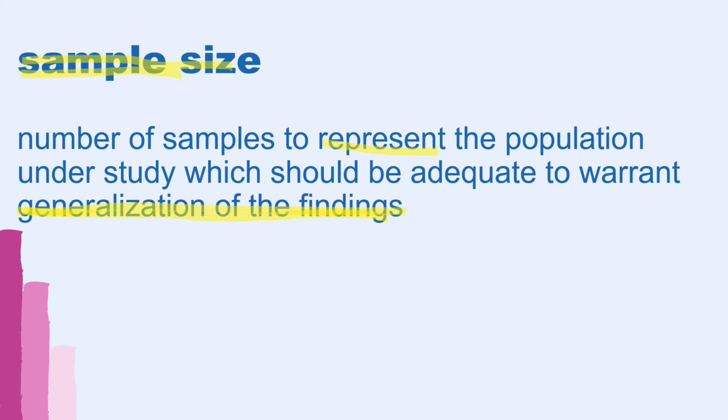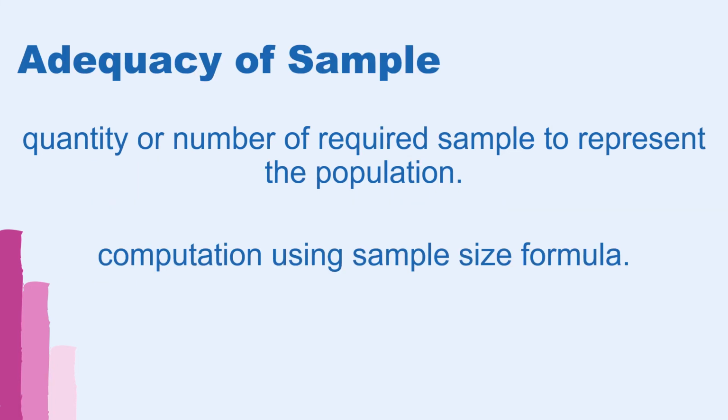For example, if my study population is 1,000, I could not just say that I can only afford 10 people, so let's have 10 respondents. No, we need to have a formula for us to determine the representativeness of our sampling, because our goal is to be able to generalize these findings to our study population. Next, adequacy of sample. One criteria that we need to check when we are talking about your sampling is the adequacy of sample.